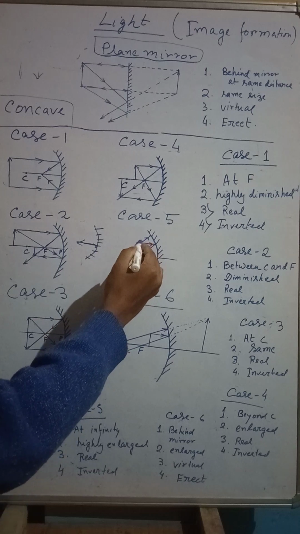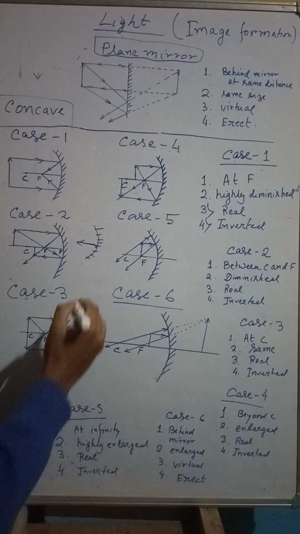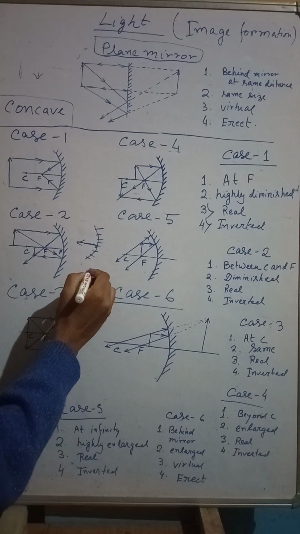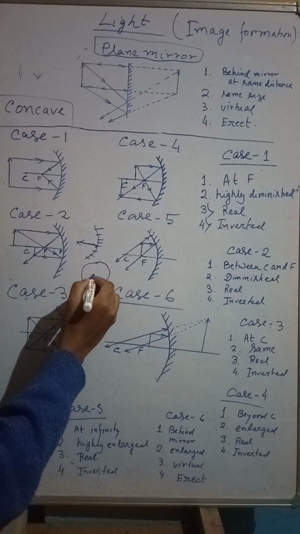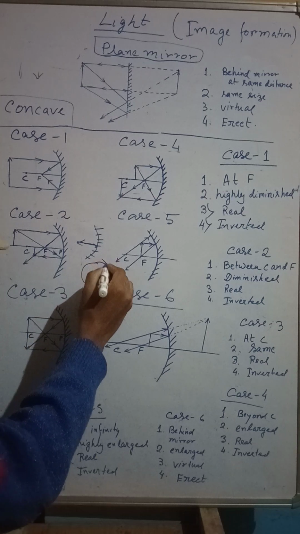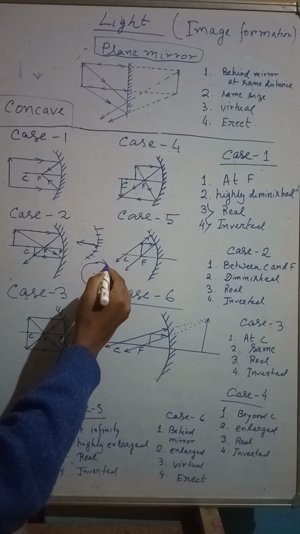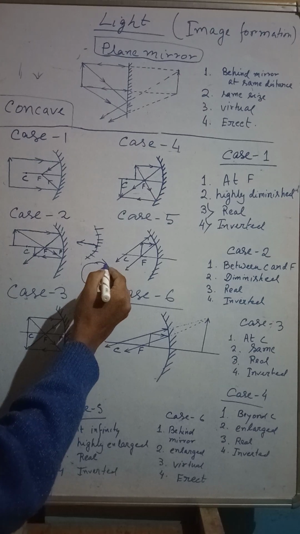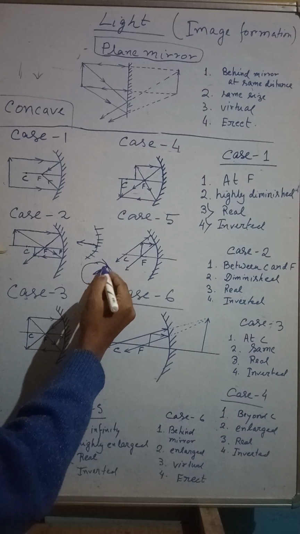Now the reflected ray will go through the center of curvature. You can see in a circle, suppose this is a circle, this is the center, and this is a tangent. From any point we can draw a tangent. Now from that tangent point that touches the circle, if I draw a line, this angle is 90 degrees.